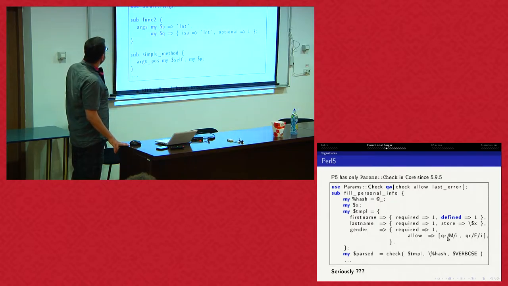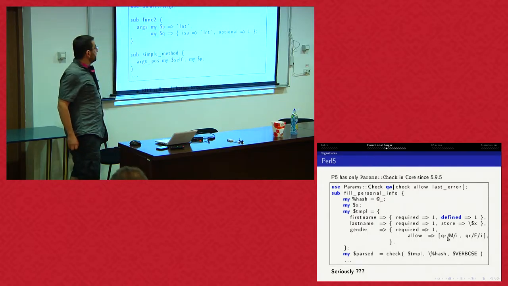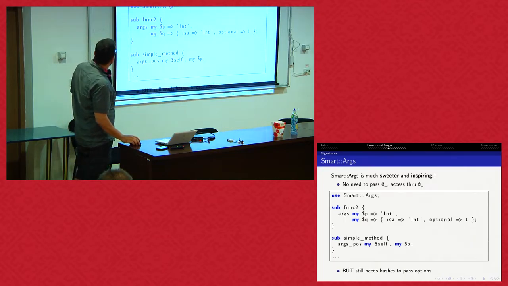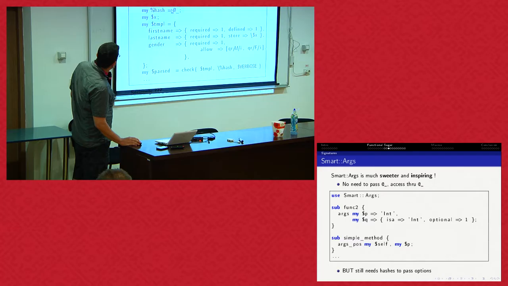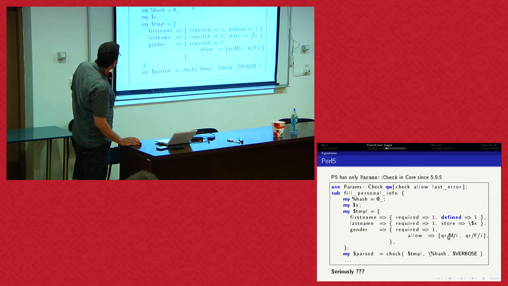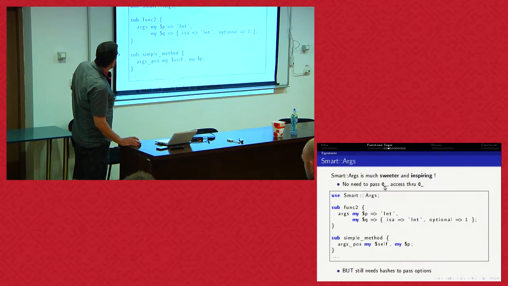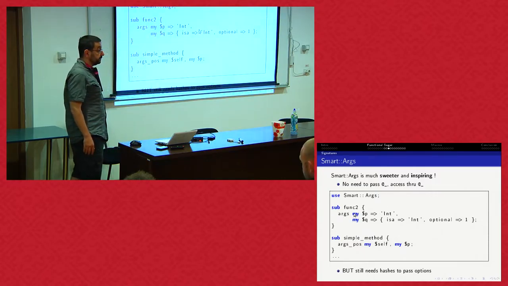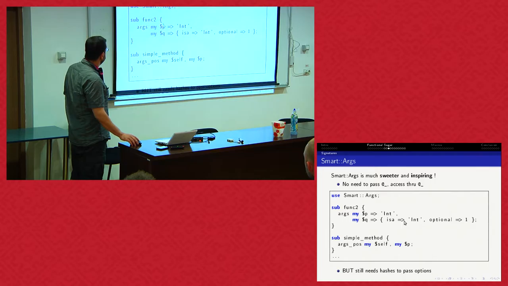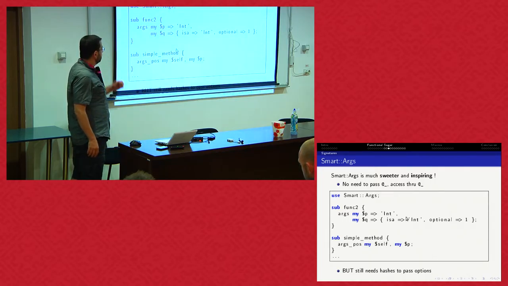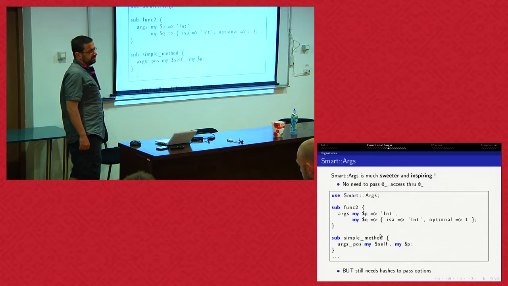Now, there's a module which is very inspiring, called Smart Args, which uses a trick so you don't have to pass the arguments when you call the function full personal info, you have to call the parse with a reference to the args. So Smart Args doesn't need it. You can write args, my $p is an integer and so on. Much nicer, it's on CPAN. Has positional arguments, has named arguments. Yeah, but it's nice, isn't it? But it could be nicer.